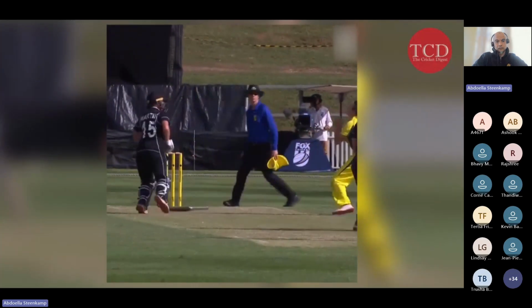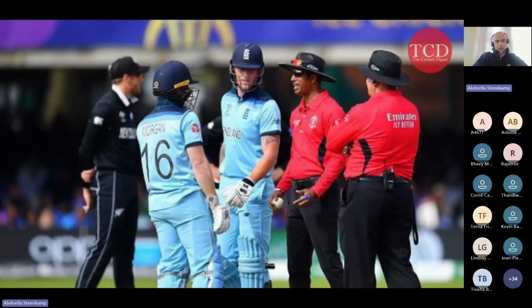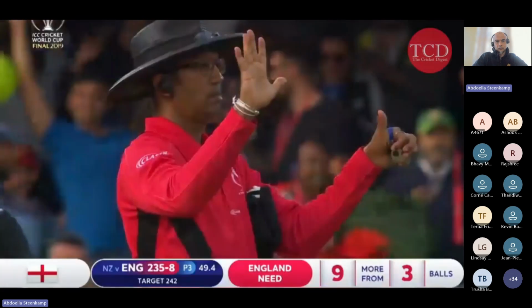Hence, allowing overthrow was well within the laws of the game. But there was a mistake committed by the umpires in this incident. They awarded 6 runs, whereas only 5 runs should have been awarded.